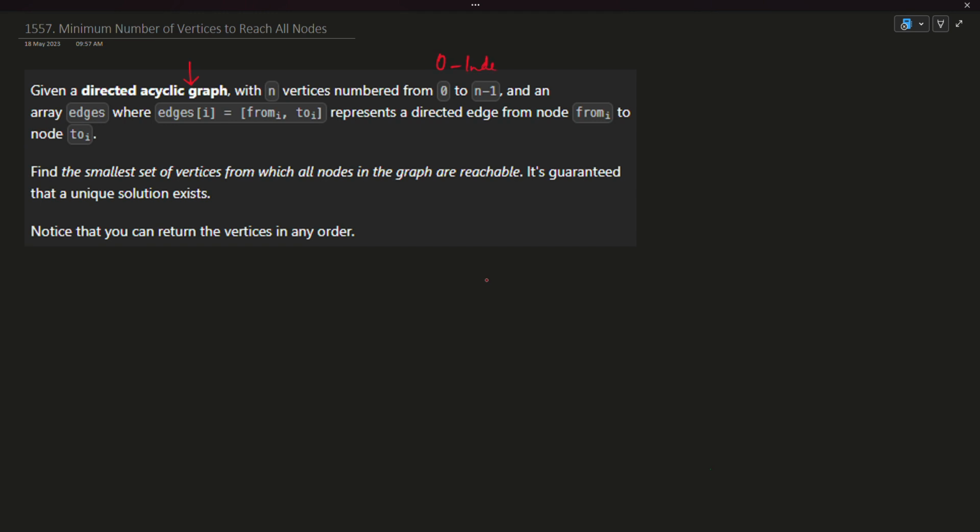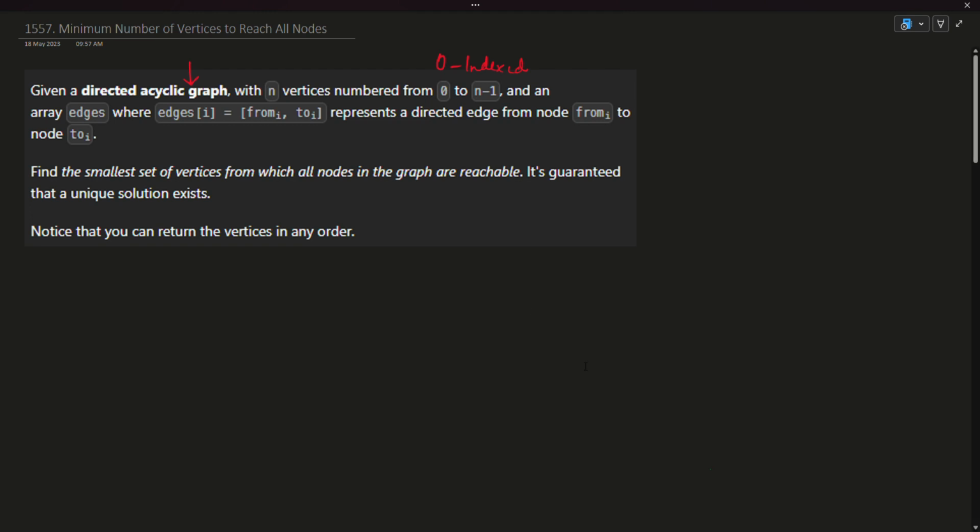So 0-indexed vertices are given to us, and an array edges which is representing a directed edge from node A to node B. Then finally we need to find the smallest set of vertices from which all nodes in the given graph are reachable. So what this question is asking is that we need to return a set of vertices from which we can traverse the whole graph. So we need to return the minimum number of vertices from which we can traverse the whole graph.